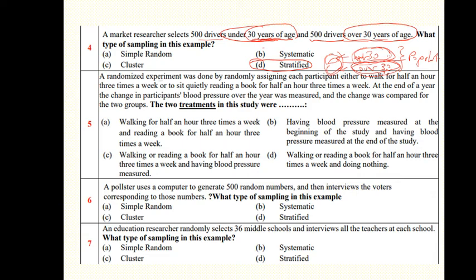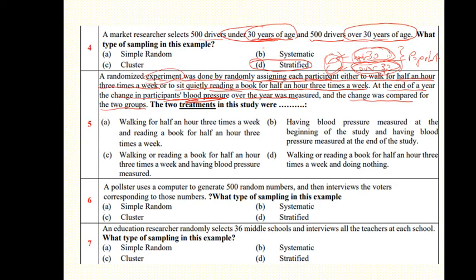A randomized experiment was done by randomly assigning each participant either to walk for an hour 3 times a day or to sit quietly reading a book for half an hour 3 times a week. So there's an experiment, and we are assigning each participant to walk or read for some time in a week. At the end of the year, the change in the participants' blood pressure over the year was measured. And the change was compared for the two groups, the people reading and the people walking.